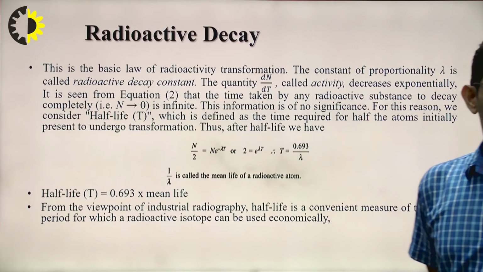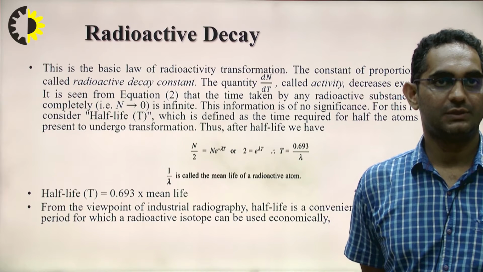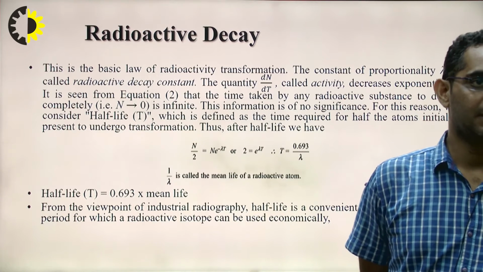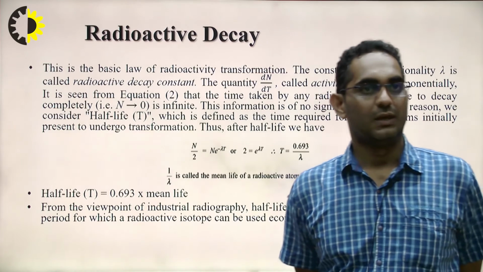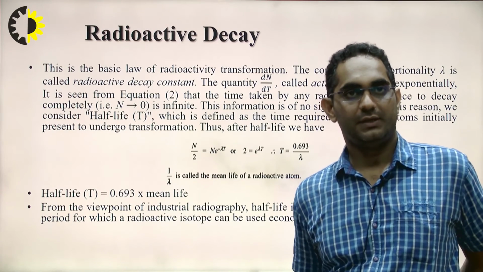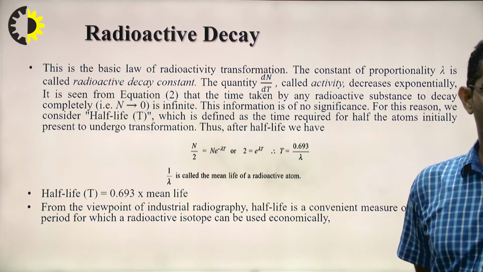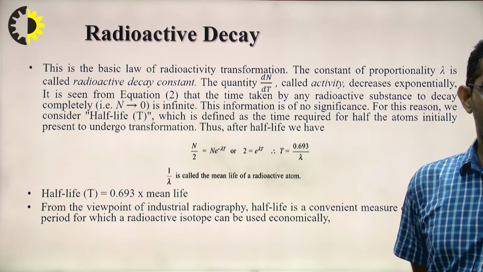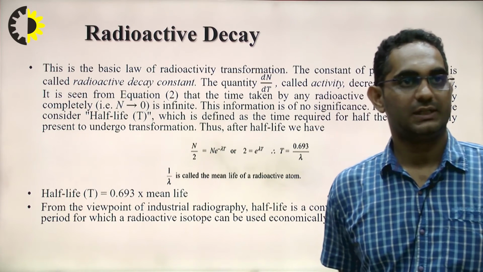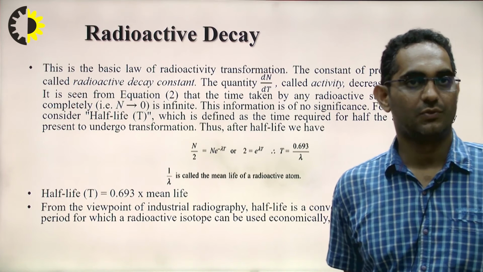Then next is the radioactive decay. This is the basic law of radioactive transformation. The constant of proportionality lambda is called the radioactive decay constant. The quantity dN by dt, called the activity, decreases exponentially, and it is seen from equation 2 that the time taken by any radioactive substance to decay completely, that is N to 0, is infinite. This information is of no significance.